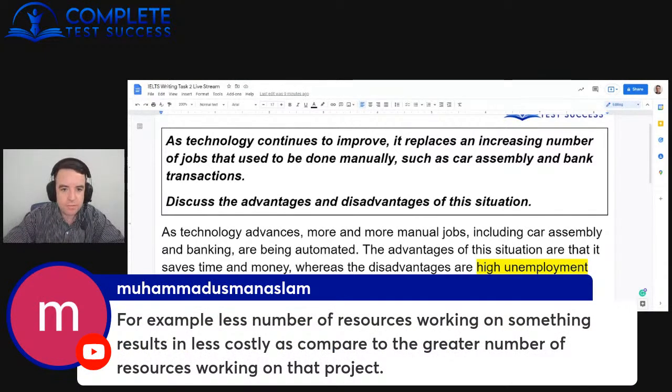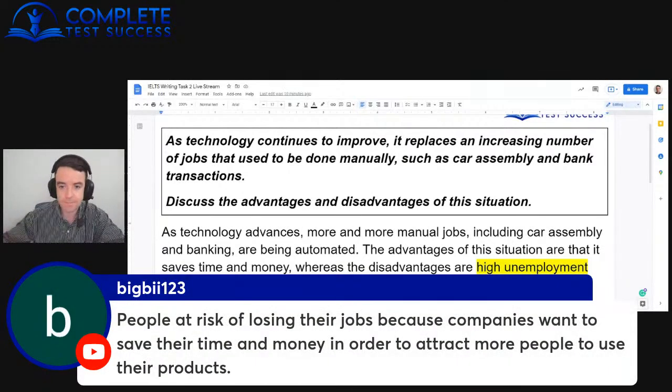For example, fewer resources working on something results in lower costs compared to a greater number of resources working on that project. What you're basically trying to say is that the price of running the technology is cheaper than the price of paying staff to do it manually. That's basically what you need to say.